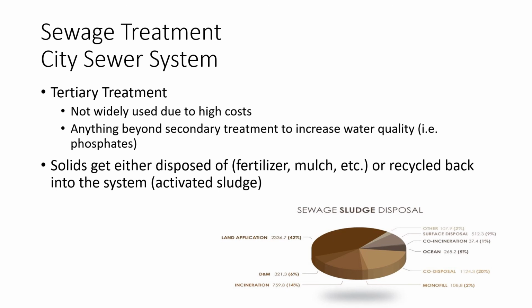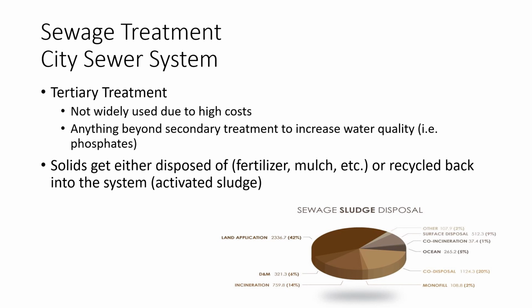So the water can then get treated through tertiary treatment. It's really not widely used, but it can reduce other pollutants in the system, like phosphorus, for example. But it's really not used very much. Usually it just does the straight through primary and secondary treatment and then out into the surface water.